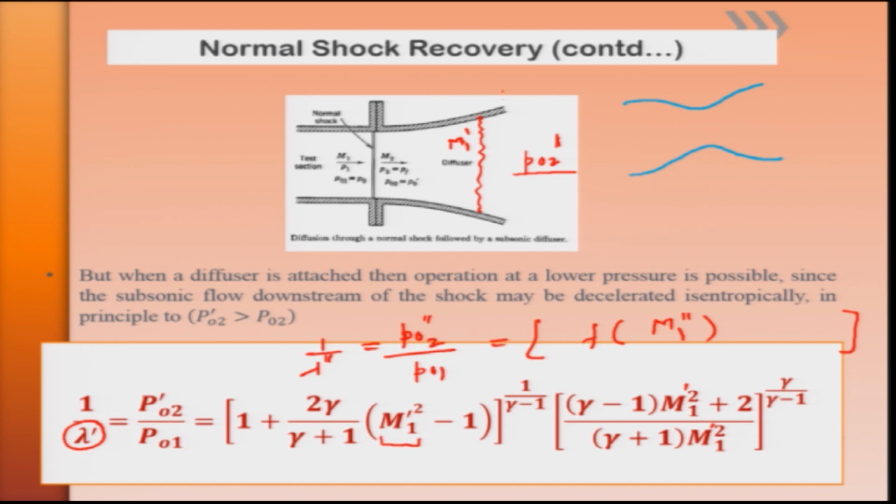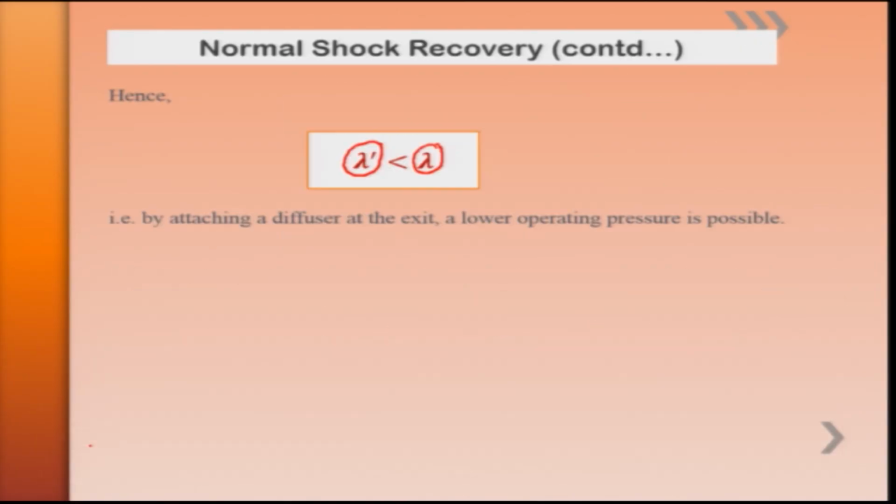What we essentially find here is that PO2 dash is further increased due to the placement of the convergent divergent diffuser, and hence the operating pressure ratio required to run this supersonic wind tunnel, with a convergent divergent nozzle test section and a convergent divergent diffuser, this total or overall operating pressure ratio further decreases. That is, lambda 2 double dash will again be lesser than lambda dash.